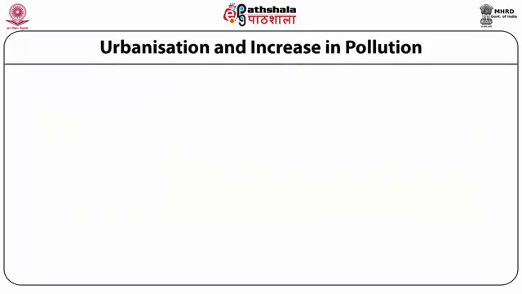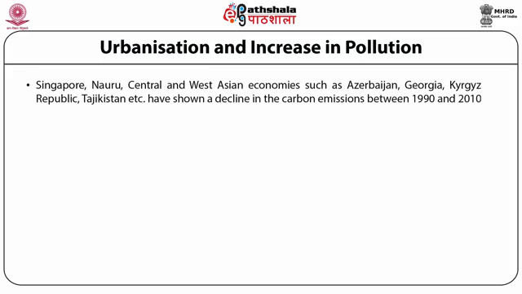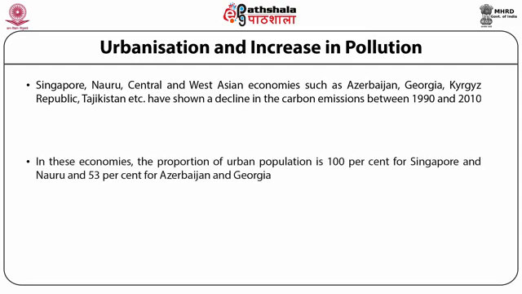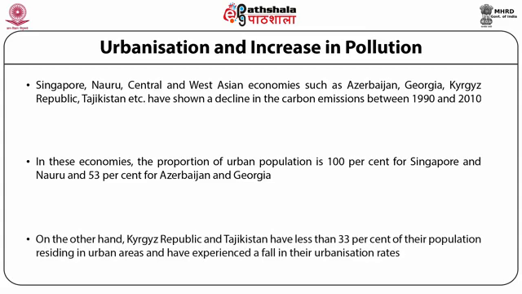Among the economies which have shown a decline in the carbon emissions between 1990 and 2010, we may enlist Singapore, Nauru, Central and West Asian economies such as Azerbaijan, Georgia, Kyrgyz Republic, Tajikistan, etc. Out of these economies, the proportion of urban population is 100% for Singapore and Nauru and 53% for Azerbaijan and Georgia. On the other hand, Kyrgyz Republic and Tajikistan have less than 33% of their population residing in urban areas, and these countries have rather experienced a fall in their urbanization rates.